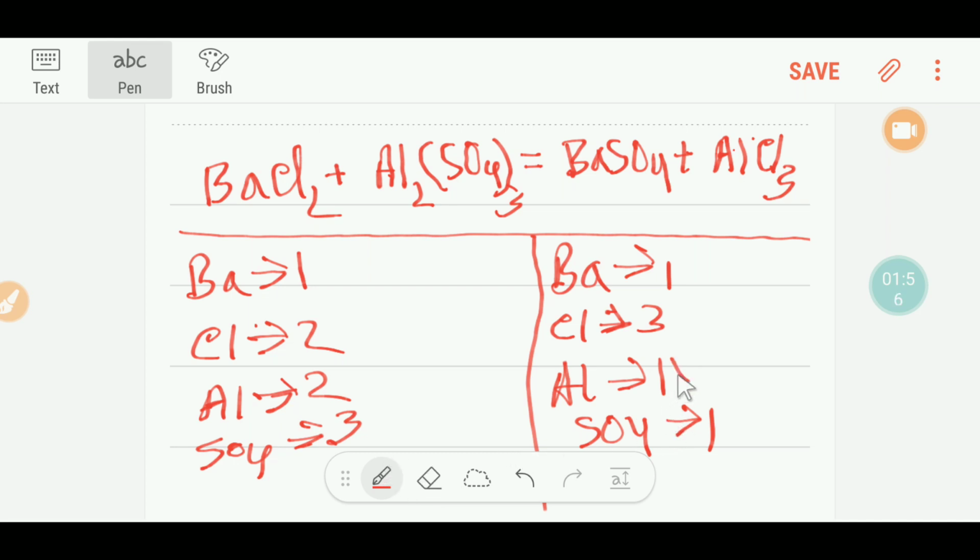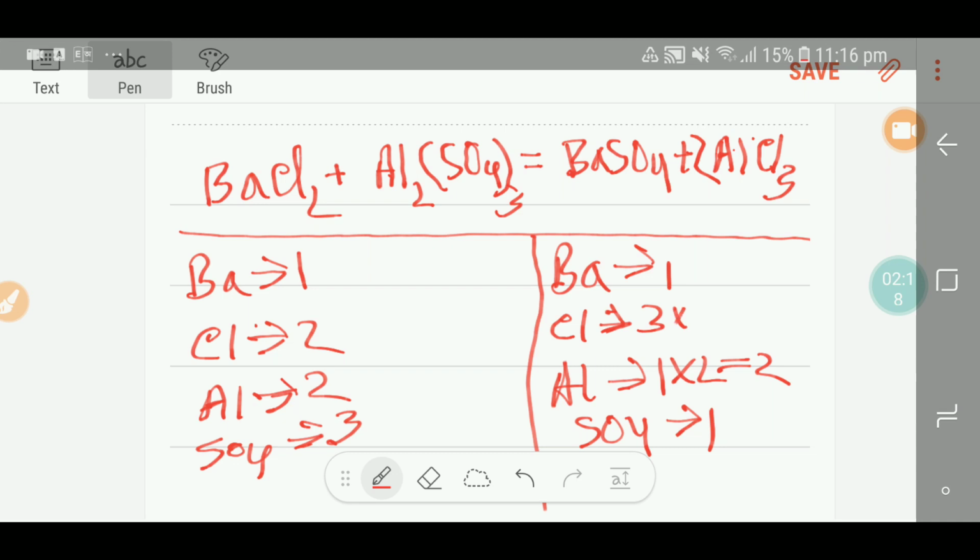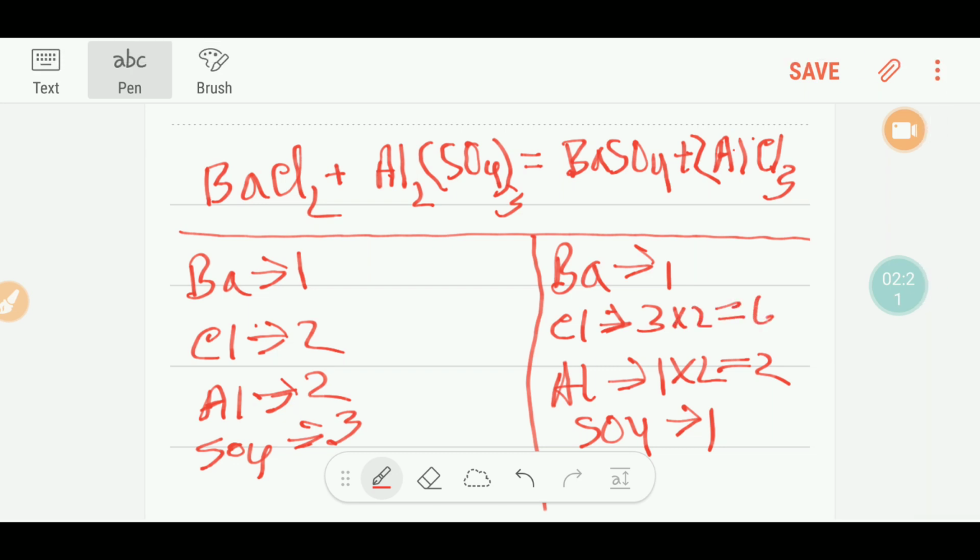Okay, let me balance the aluminium first. If I multiply here by 2, that gives me 2. These two must come before this aluminium, that is here, so I will put here 2. If I put here 2, the number of chlorine will be changed. So I'm getting here 2 times 3, that gives me 6 chlorine. So I have to write here 6 chlorine, right? Okay. So now my aluminium is balanced, but my chlorine here is not balanced, right?